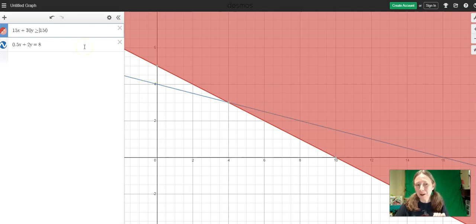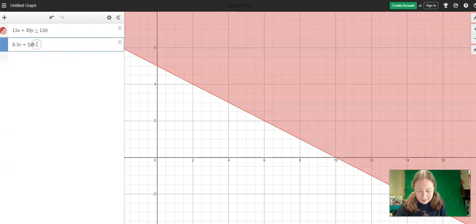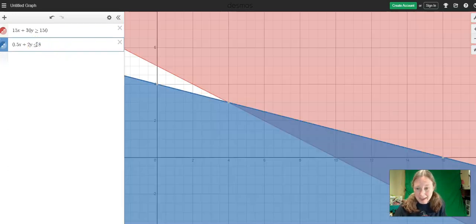So that's the inequality 15x plus 30y is greater than or equal to 150. And if I get rid of the equal sign, you can see it even makes the line dotted. So it's kind of a cool feature. And then this has to be less than or equal to 8. Now you can very clearly see that region where the red and the blue lines overlap. And this area right here is where she can earn her correct amount of money and work her correct amount of hours.